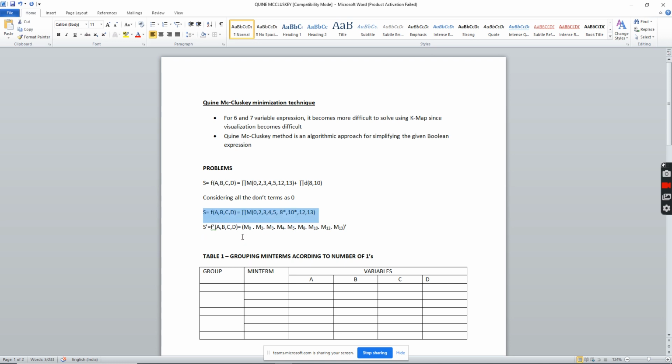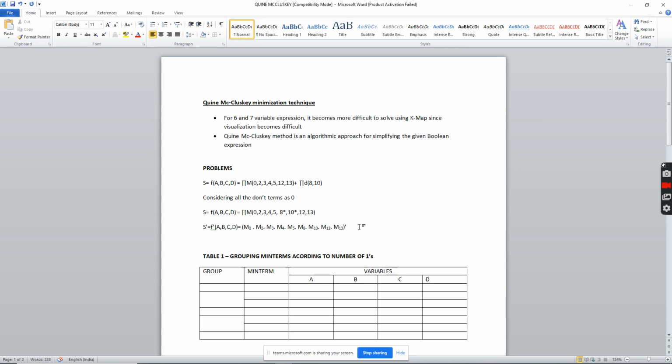How will I realize the S bar equation? So here I have tried writing the min-term notation form here. And this is the notation of the max terms available here, correct? So pi m of 0, how will I write? M subscript 0. Pi m of 2, I will write as M subscript 2. Pi m of 3, I will write as M subscript 3. So in this way I have written all the terms here.